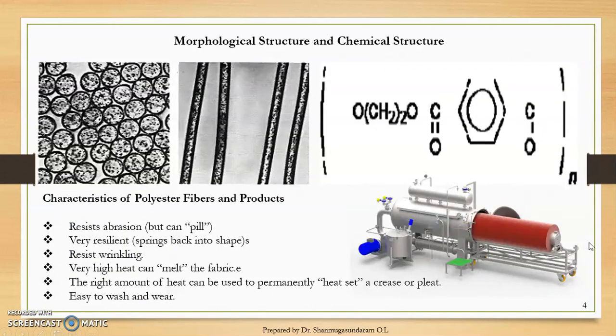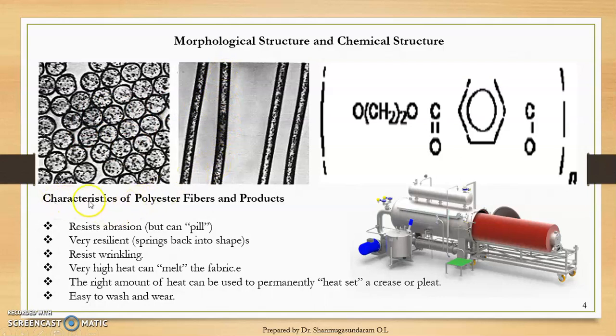Now look at the slide. The slide shows the morphological structure and chemical structure of the polyester material. If you look at the morphological structure, there are basically two views visible in this slide. One is the longitudinal view and the other is the cross-sectional view. In the cross-sectional view, it is circular in cross-section, whereas in the longitudinal view, it is rod-like in shape.